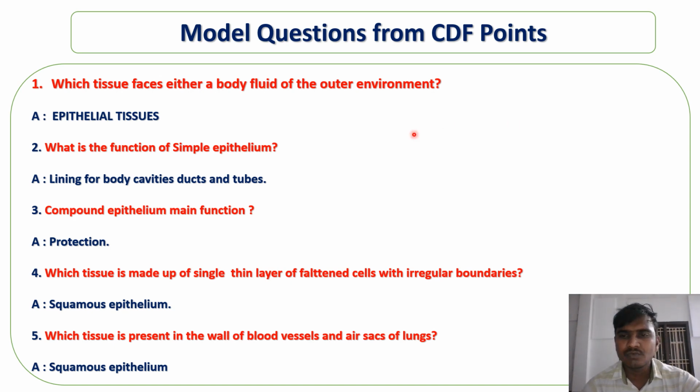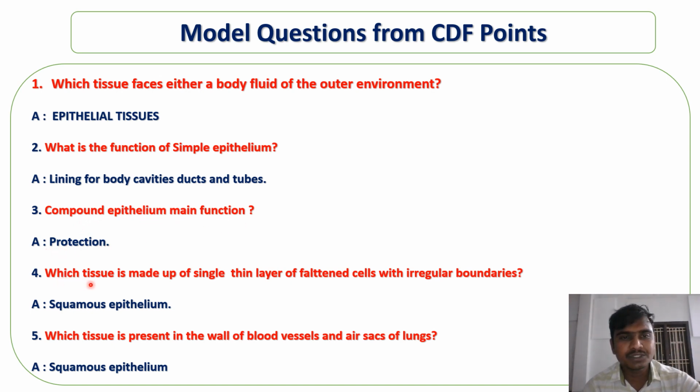Now we will discuss some model questions from these key points. The first one: which tissue faces either a body fluid or the outer environment? The answer is epithelial tissue. What is the function of simple epithelium? The answer is lining for body cavities, ducts and tubes. Compound epithelium, main function: it is useful for protection.